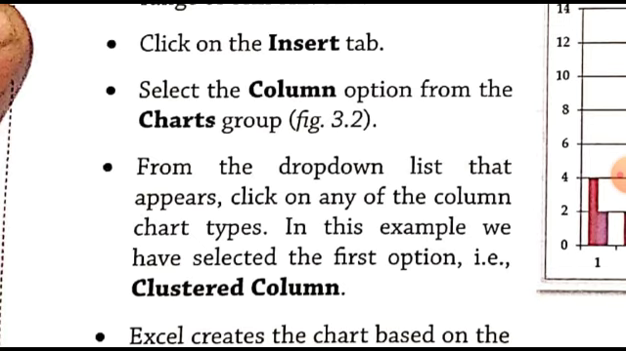After you have selected the column option from the charts group, the next step will be, from the drop down list that appears, you have to click on any of the column chart types. For example, here we have selected the first option, which was clustered column. Okay, so now what will happen?